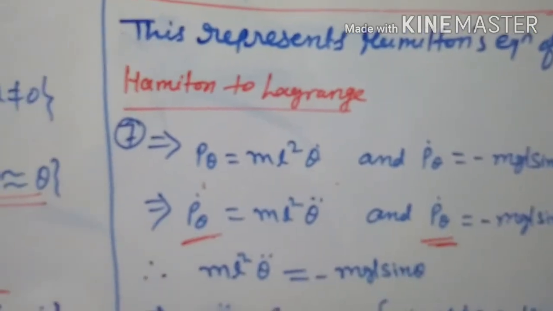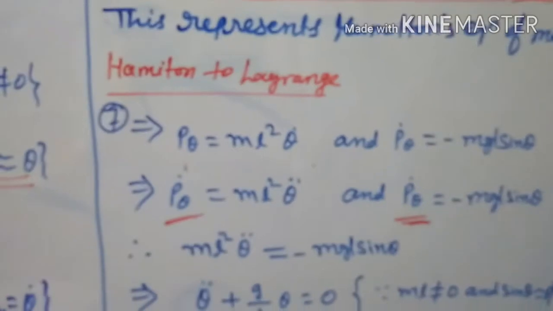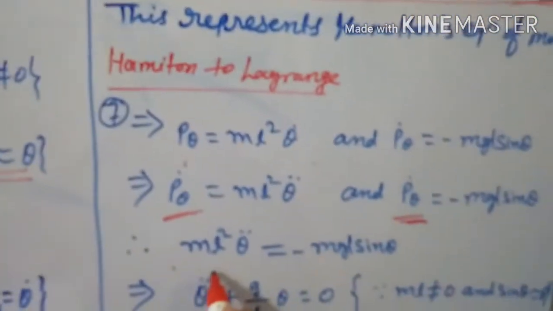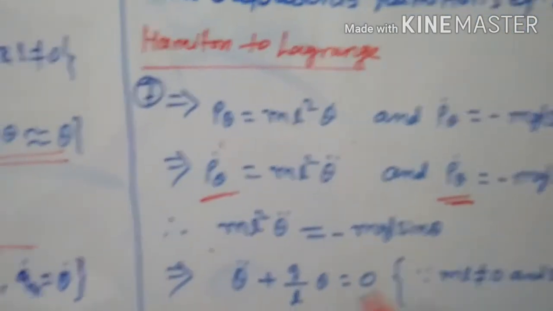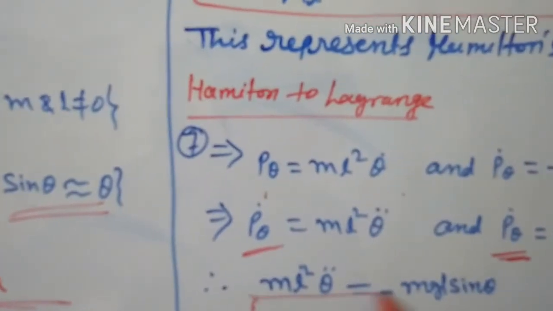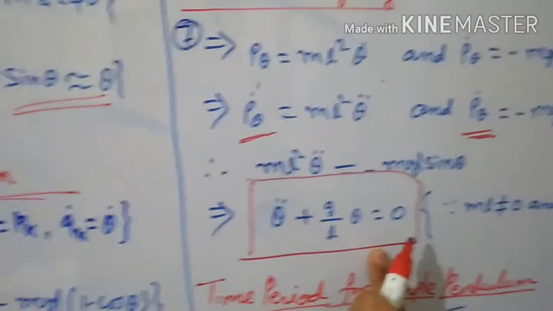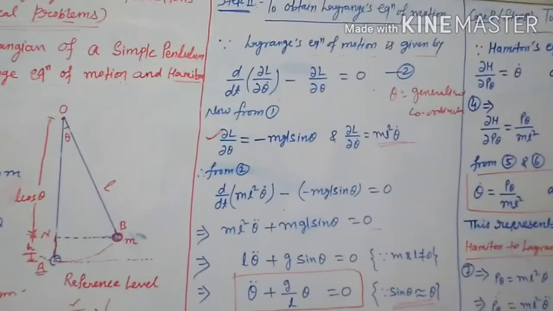Here the left sides are the same, so we equate both terms. Then we get ml square theta double dot is equal to minus mgl sin theta. After solving this, we get theta double dot plus g by l theta is equal to 0, and this equation is the same as the Lagrange equation of motion we obtained.